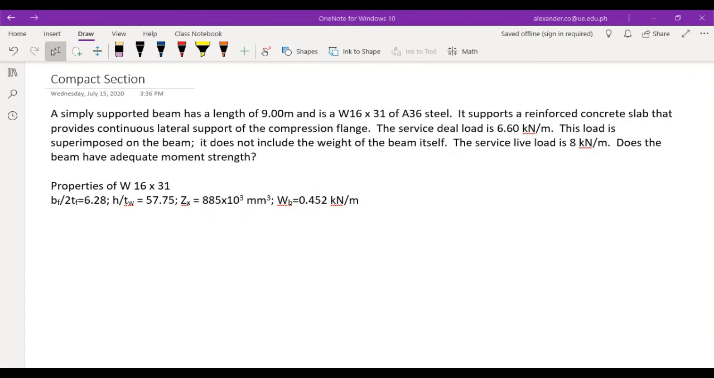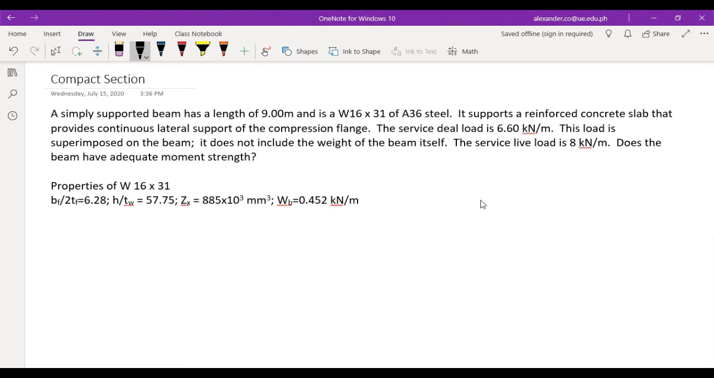Okay, so compact section, flexure pa rin. Sample problem tayo dito. So let me just read this one first. A simply supported beam has a length of 9 meters. So drawing lang natin to give you an idea, kahit dito na lang.